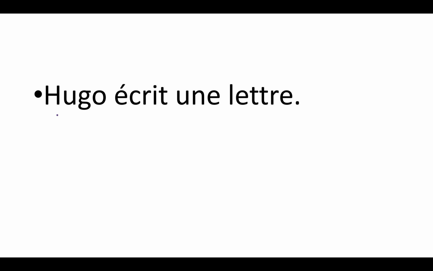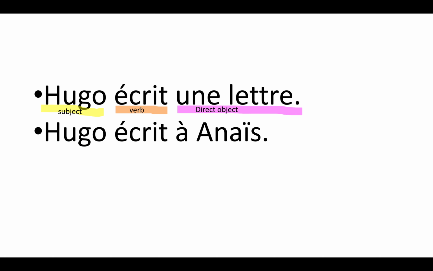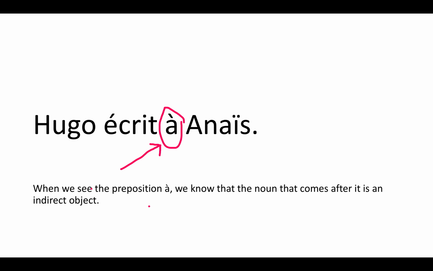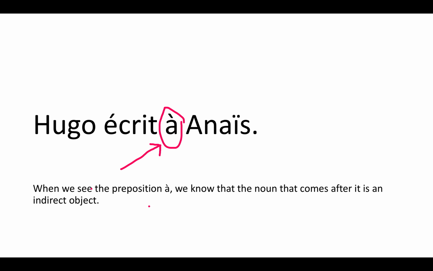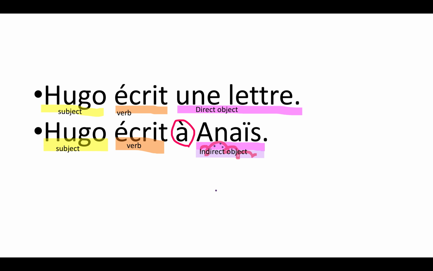Hugo écrit une lettre. Hugo is the subject, écrit is the verb, and une lettre is the direct object. Hugo écrit à Anaïs. Okay, so there's something different. See that? When we see the preposition à, we know that the noun that comes after it is an indirect object. So Hugo is the subject, écrit is the verb, and Anaïs is the indirect object.